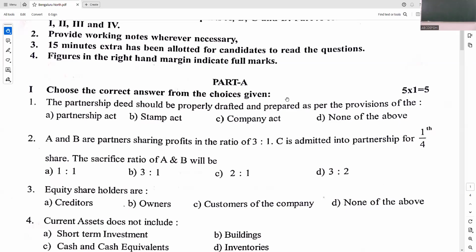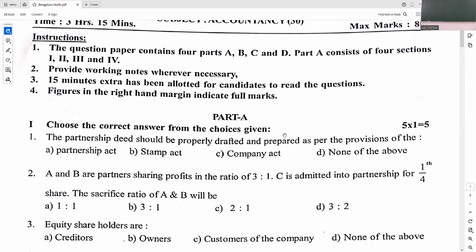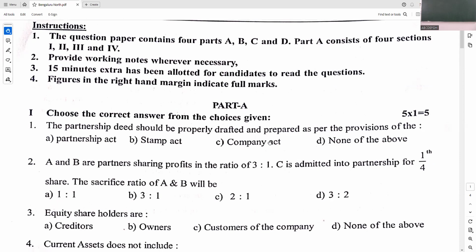Dear students, today we will have a look at the Bengaluru North question paper, a good question paper to attempt.